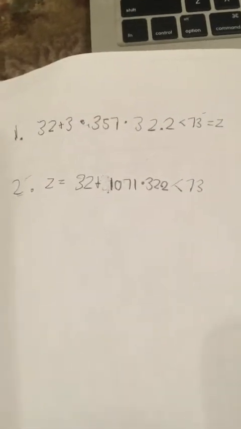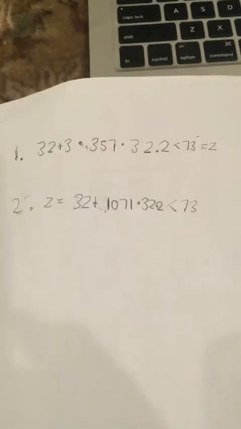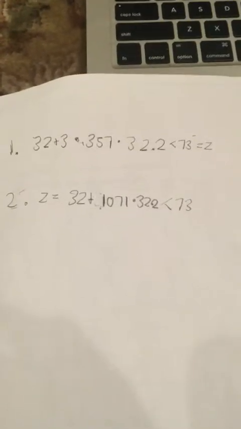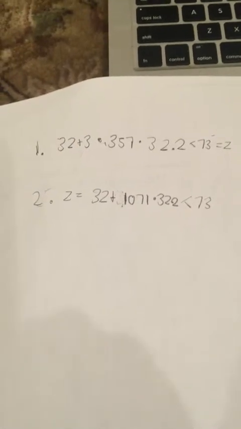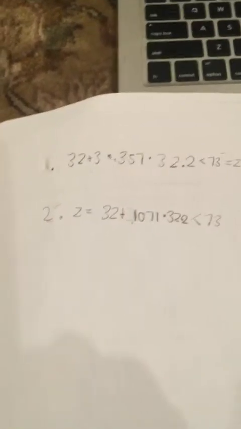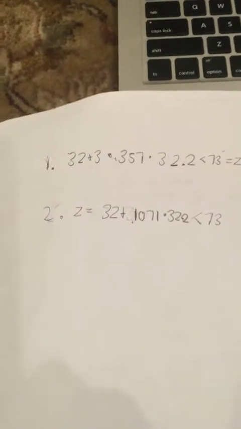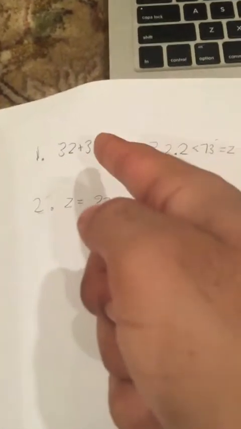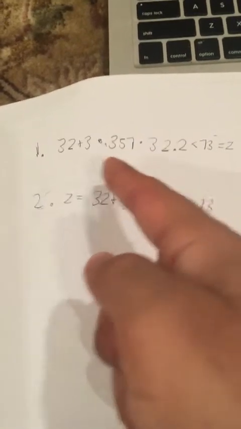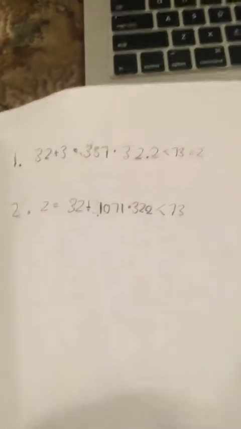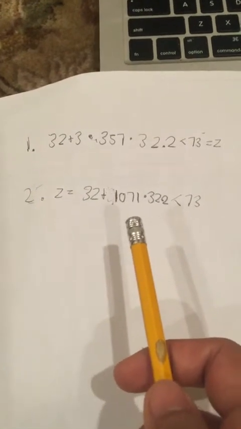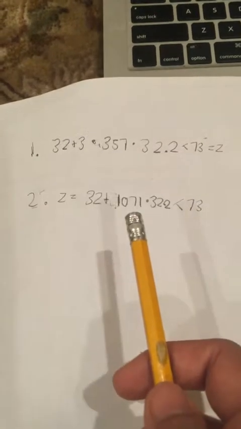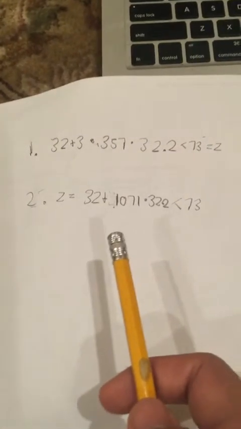Alright, so we converted the two doubles into ints, and then we did the first multiplication operation. And the reason we did the multiplication operation before the addition operation is because multiplication has higher precedence than addition. So we performed the 3 multiplied by the 357 before the 32 plus the 3. Now we must perform the second multiplication operation, which is the 1071 times 32.2. And the 1071 is the product of 3 and 357.